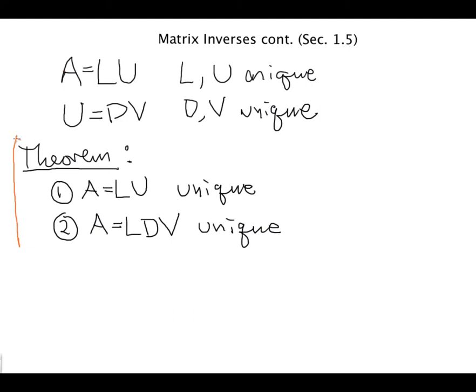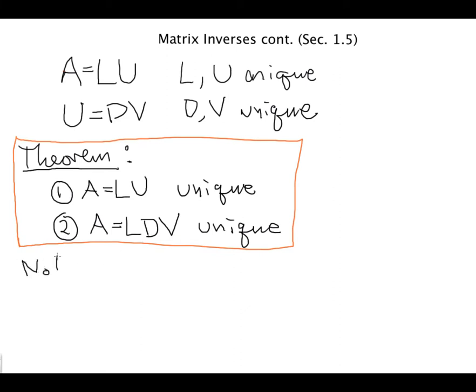All right. And again, what do I mean by that? If you take a matrix A and write it as a product of special lower triangular, diagonal, special upper triangular, there's only one way to do that.